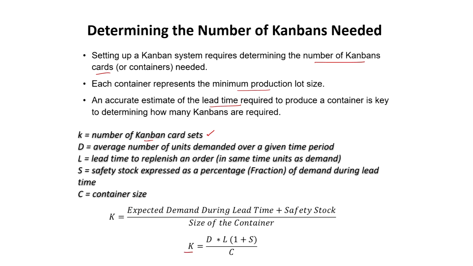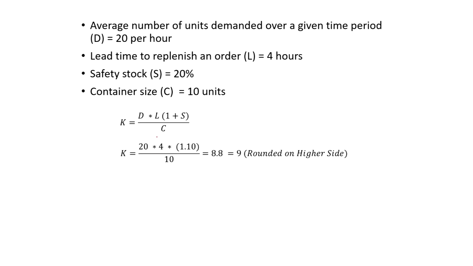So, K is the number of Kanban cards required. Let us see one example. Let the average number of units demanded over a given period of time be 20 units per hour. The demand is 20 units per hour, lead time is 4 hours. So, we are talking about two manufacturing stages within the factory. 4 hours is the time required to replenish the material, safety stock requirement is 20% and container size is 10 units.